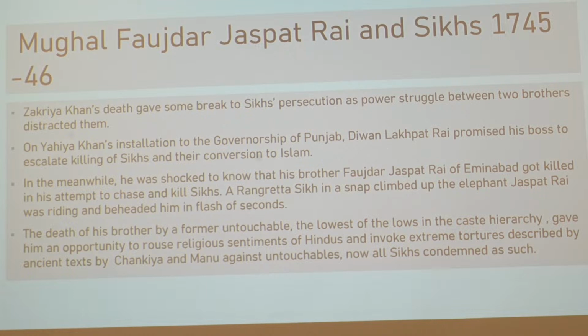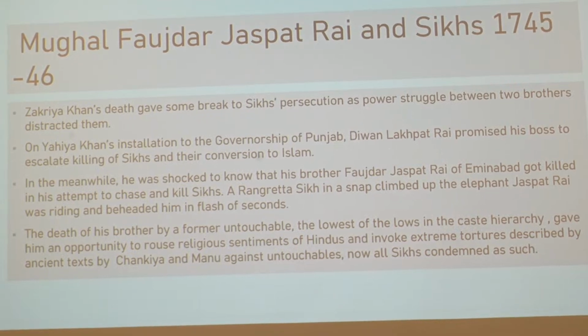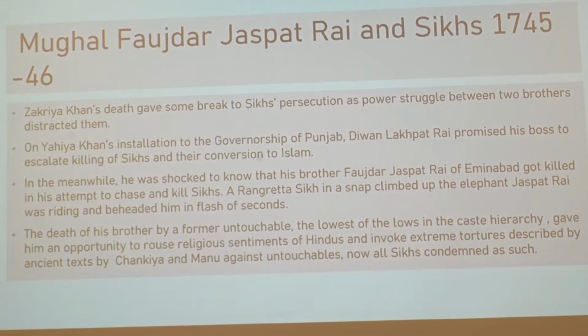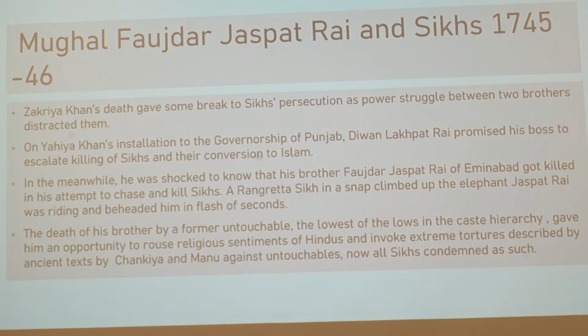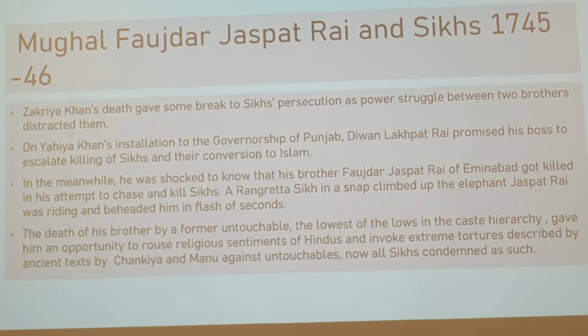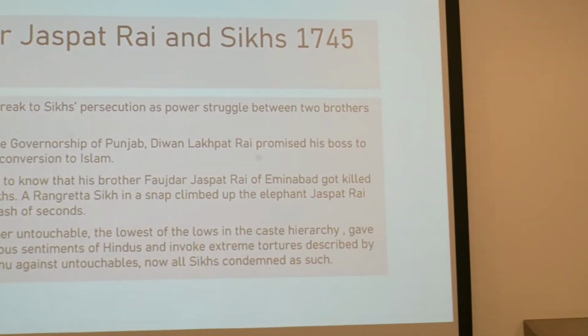Mughal Faujdar Jaspat Rai was a brother of Lakhpat Rai. Zakaria Khan's death gave some break to Sikhs' persecution because there was a power struggle between two brothers. On Yahya Khan's installation to the governorship, Diwan Lakhpat Rai promised his boss to escalate the killing of Sikhs and their conversion to Islam. In the meanwhile, he was shocked to know that his brother Jaspat Rai attacked some of the Sikhs, those who came for food there.